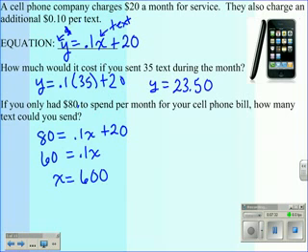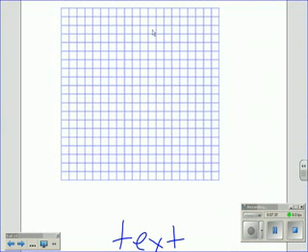To graph this, we're still going to use our slope-intercept form. Y equals 0.1x plus 20.